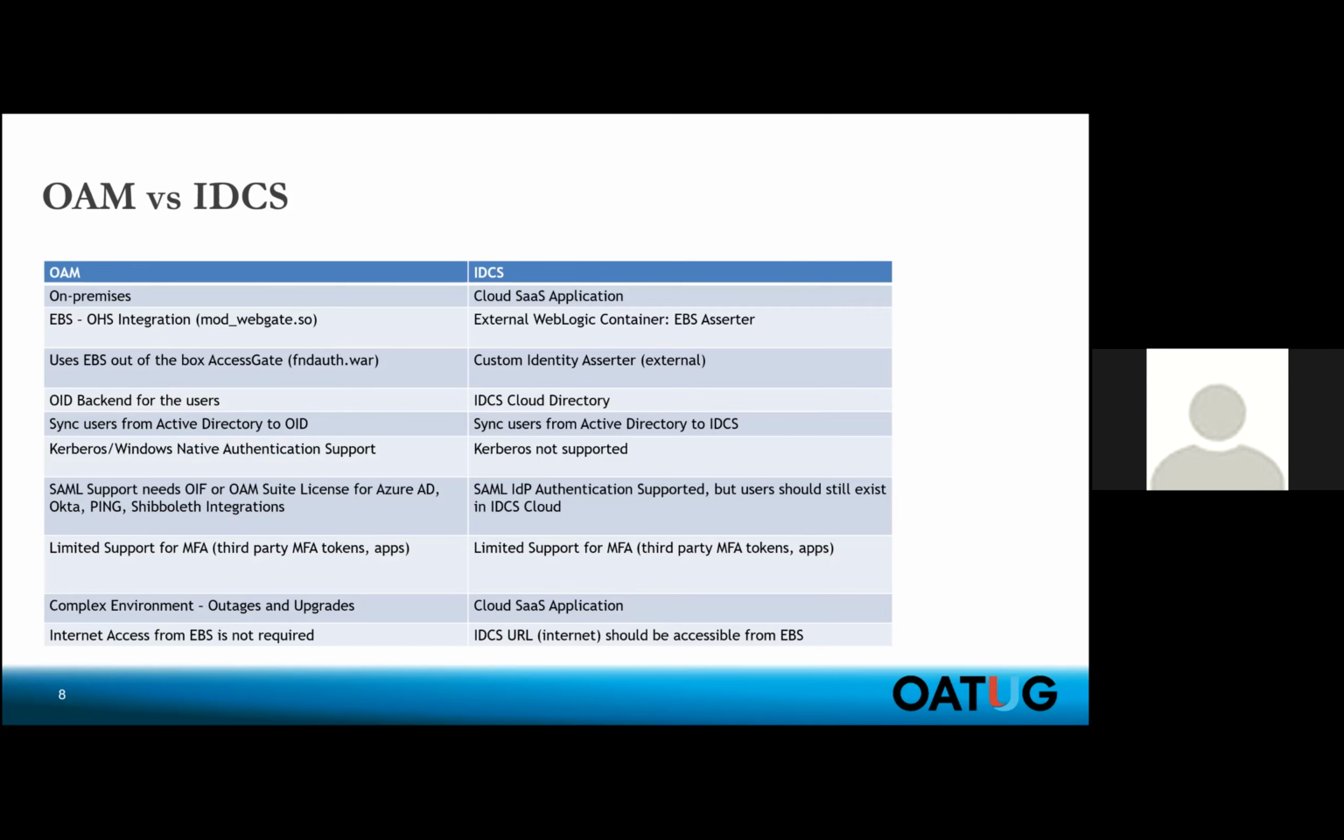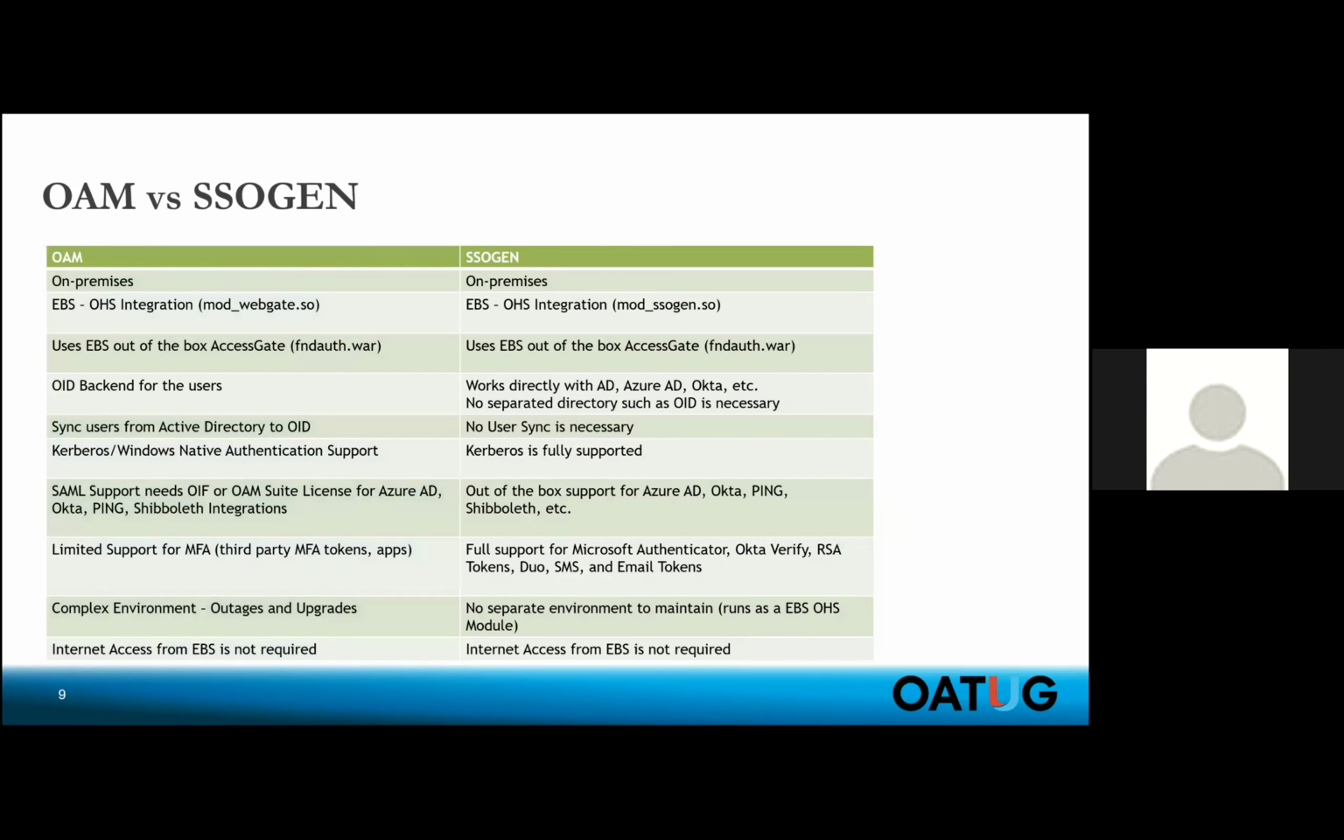Now let's quickly compare the third solution, which is SSOGEN. This is another solution that's validated and certified by Oracle, as I said. SSOGEN falls in between OEM and IDCS, and it's kind of the best of both worlds, meaning it talks to the OHS the same way that OEM used to. Both are on-prem solutions, there's no cloud component, and both are integrating with the EBS OHS server, just like OEM is.